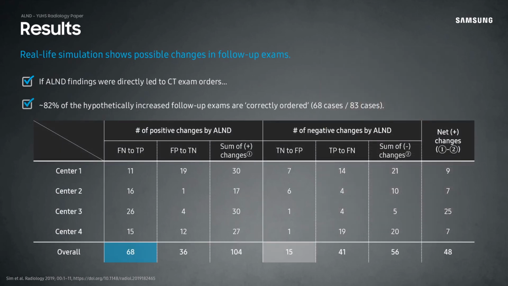The study also showed a real-life simulation and possible changes in follow-up exams. If ALND findings were directly led to CT exam orders, around 82% of the hypothetically increased follow-up exams would be correctly ordered. This is calculated as the 68 cases that went from false negative to true positive divided by that number plus the 15 true negative to false positive exams.